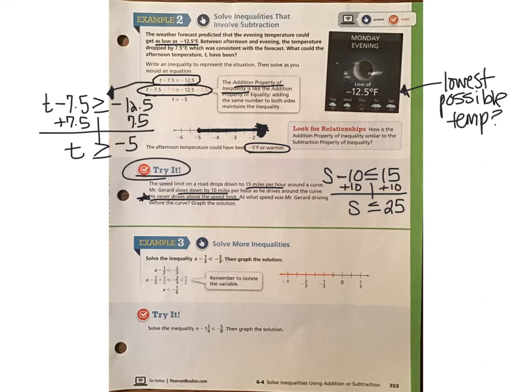Now we know that Mr. Gerard could have been going up to 25 miles an hour before the curve in order for him to slow down 10 miles an hour and still be at or under the speed limit of 15. Now we have to graph that.